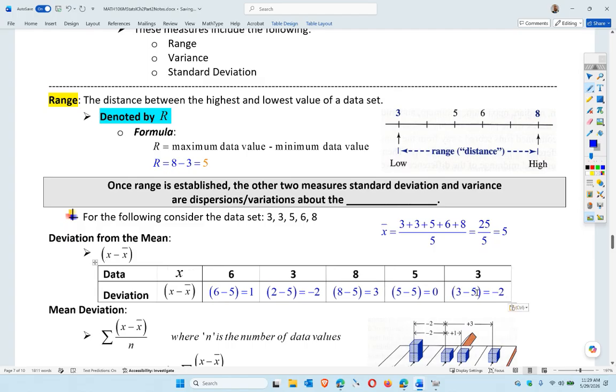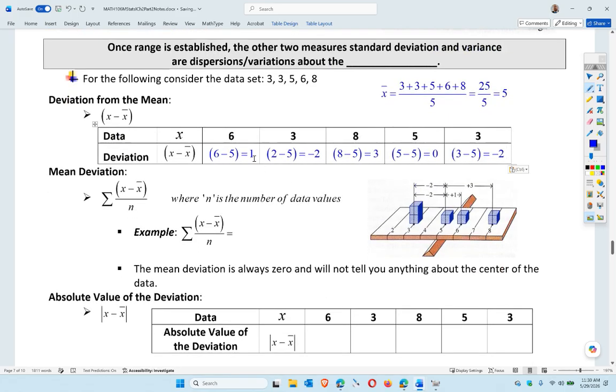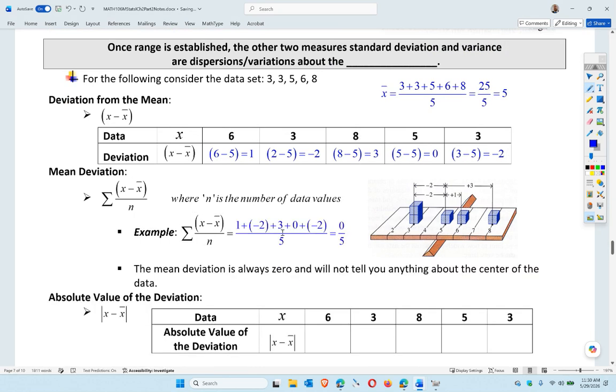If I add all of those up and divide by how many there are, so add up 1, negative 2, 3, 0, and negative 2, I'll get an average of 0. Let me get rid of that. There we go. What it's really doing is balancing out around the center, so you should get 0.